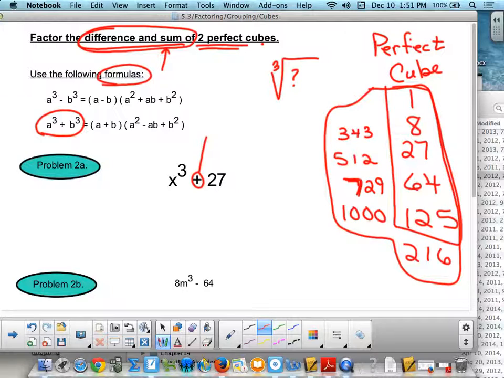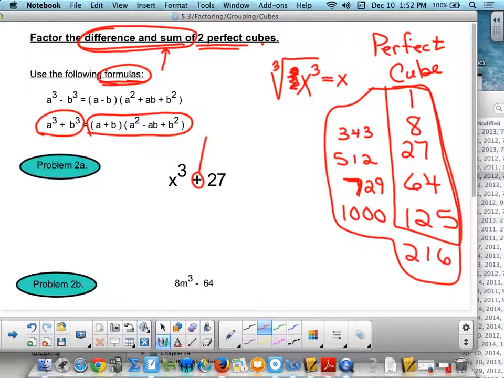Oh, you guys, guess what? I forgot to tell you that x cubed is a perfect cube. Why is that? Because x times x times x. So when you see an x cubed, you should think x cubed is a perfect cube. Is 27 perfect? Yeah. Now at this point, you should be saying to yourself, sum of 2 perfect cubes, I've got it, I have to factor it, it's a formula, it says right here, this is the answer.